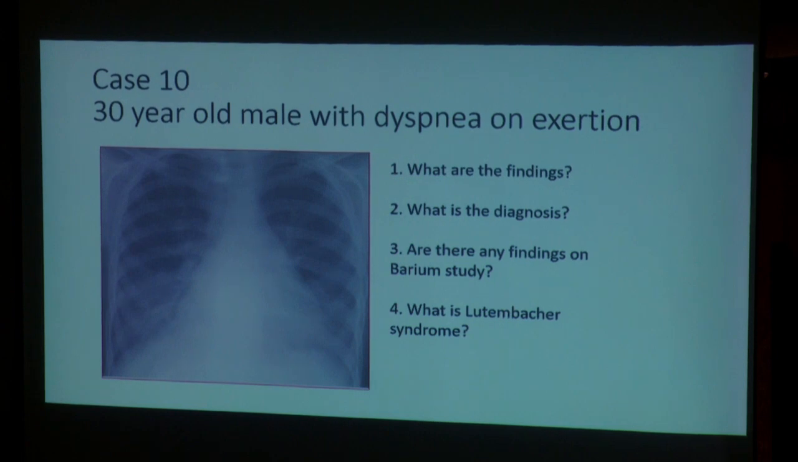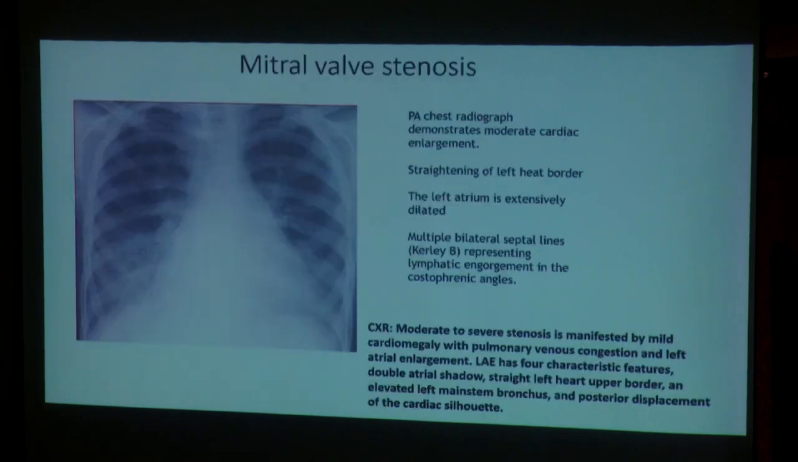What are the findings? Diagnosis? Are there any findings on barium study? And what is Lutembacher syndrome? Findings? There is moderate cardiac enlargement. There is straightening of the left heart border. I think the window is not proper, but you can see a left atrial enlargement. You can see a double heart appearance, and I don't know whether it's very appreciable.